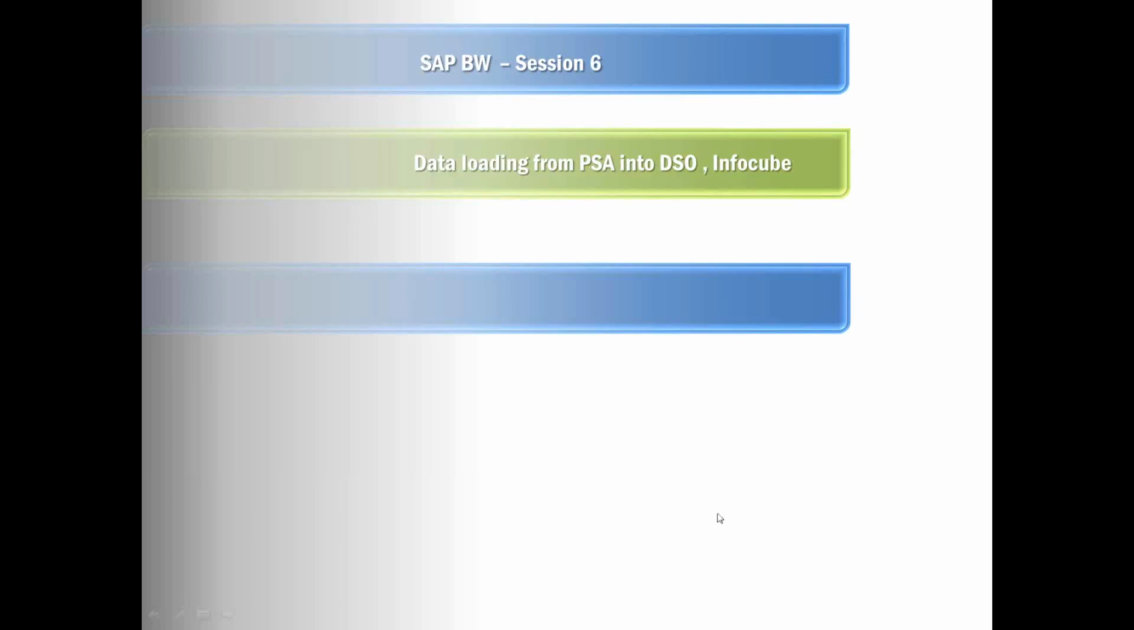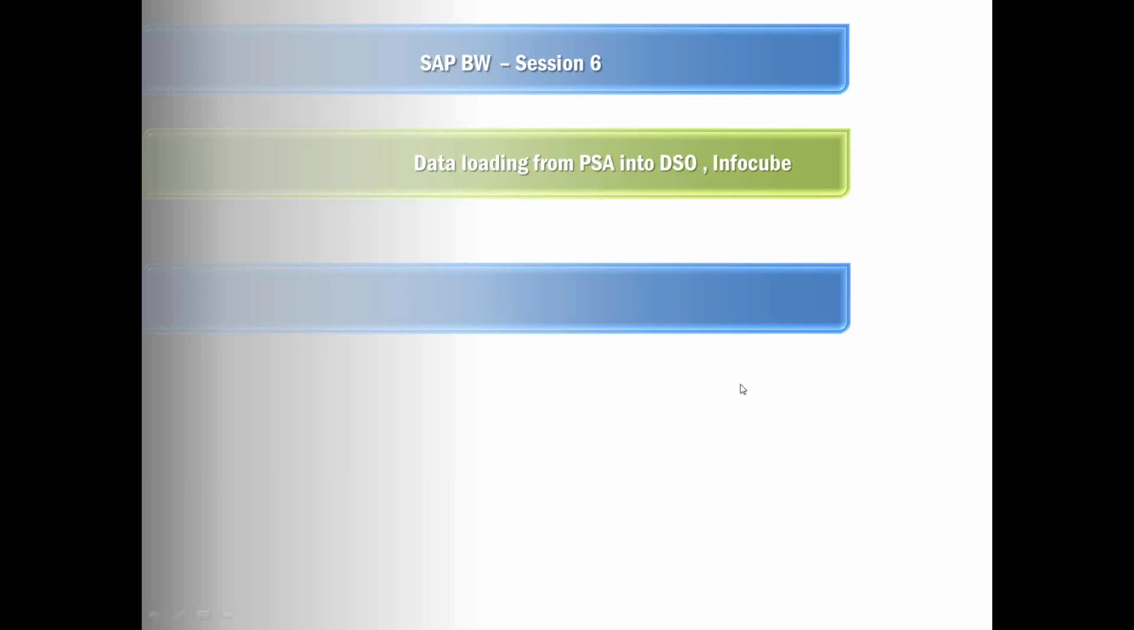In this session, we're going to look at how to load data into DSO and Infocube from PSA. If you remember, the PSA is the temporary storage area where we loaded our flat file data, right? We also saw what a DSO is and what an Infocube is. Now in this session, we should be able to load data from PSA into DSO and Infocube, right?